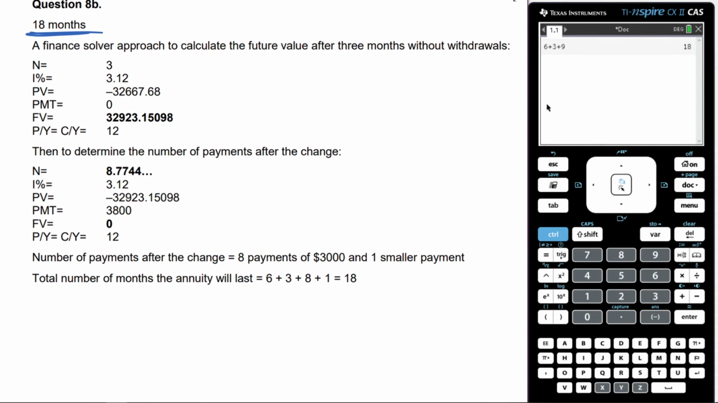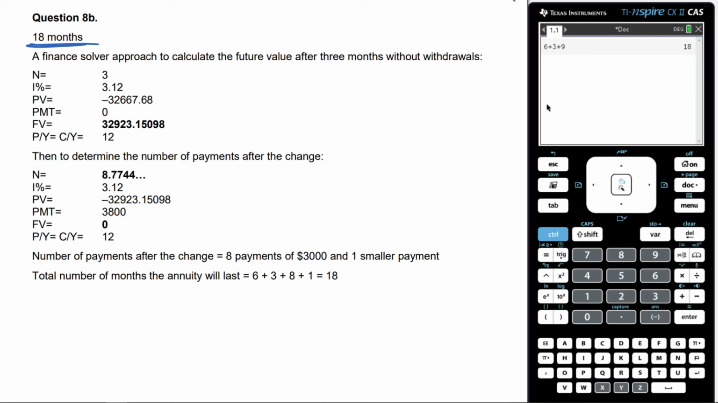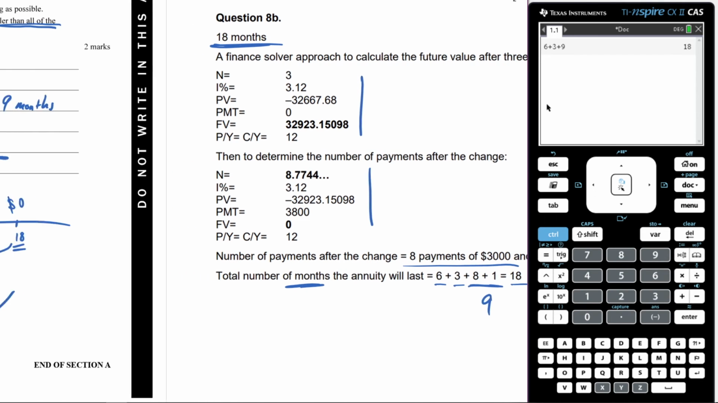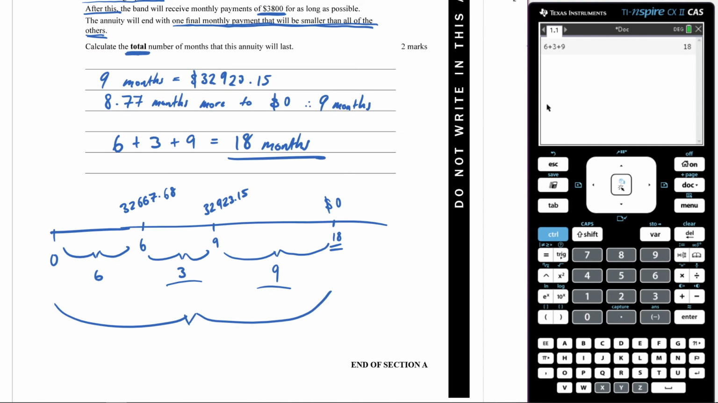The finance solver approach to calculate the future values after 3 months without withdrawals. And then after the change, the number of payments after the change is equal to 8 months of 3,000 and then one smaller payment. So the total number of months that the annuity will last will be 6 plus 3 plus 8 plus 1 is 18. We didn't go 8 plus 1, we just said that was 9, and we got 18 there. So 6 plus 3 plus 9 is going to be 18. So 18 months is the total number of months the annuity will last.